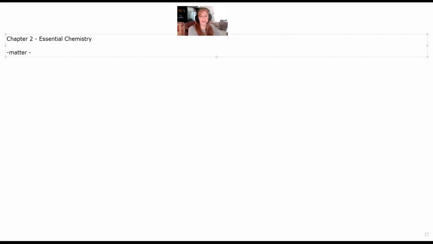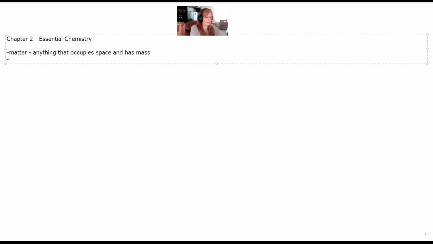Matter is anything that occupies space and has mass. So pretty much everything that we can see in the world around us is matter. And even things that you can't see is still matter. For instance, you can't see the air in a balloon, but you can see that the air is in there and that it's taking up space because the balloon is inflated. Okay. So all of these things are matter.